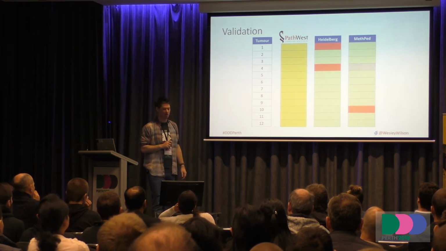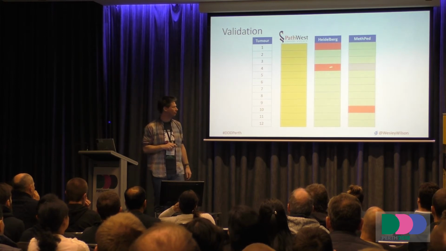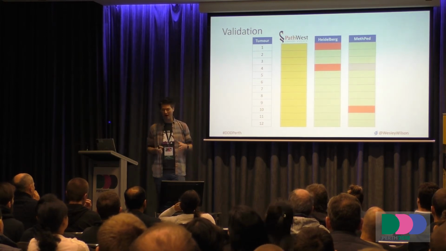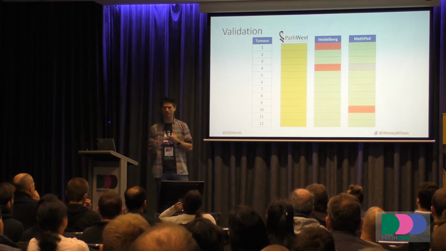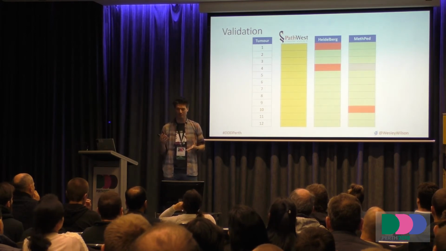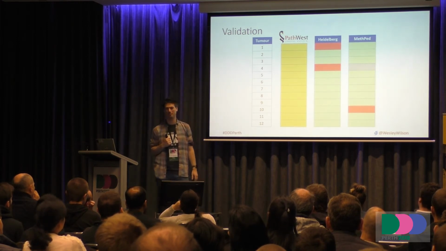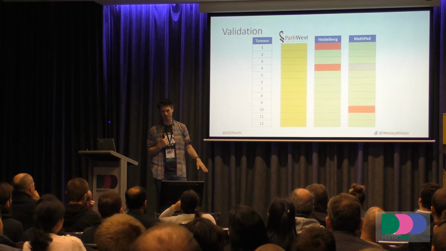Well, an interesting thing that came out of it was this tumor here, tumor number 4. Tumor number 4 was a really weird-looking tumor. It was sort of a hybrid of other kinds of tumors and looked like a mixture. And Heidelberg confidently said, I know what that is. Here's what it is. Path West experts were like, nah, you're out to lunch, you're crazy.